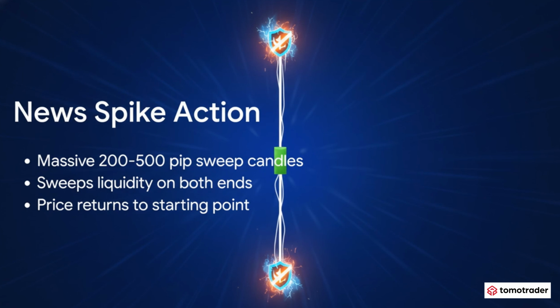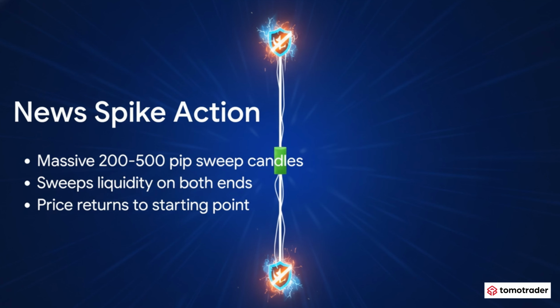Okay, we really need to clear up a massive misconception here. Economic news does not actually move the market. Market makers do. The news is just a convenient catalyst they use to execute their traps. If you watch a live chart during major news like NFP or CPI, you'll see this play out perfectly. The market maker action features these massive 200 to 500 pip sweep candles that violently spike up and then just as violently spike right back down. They are sweeping liquidity on both sides of the market.